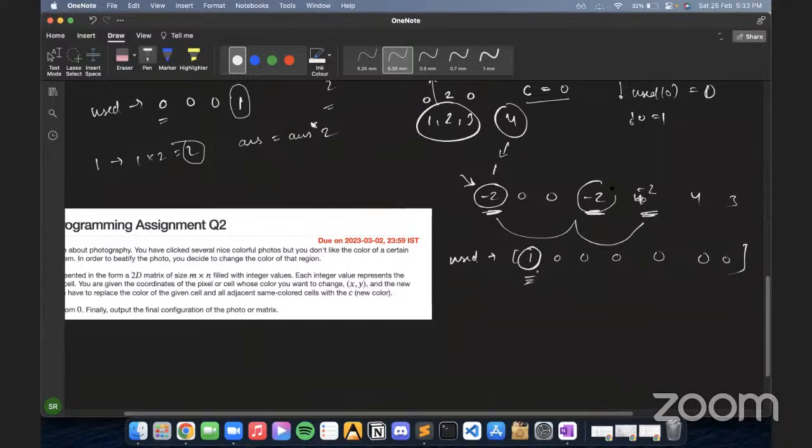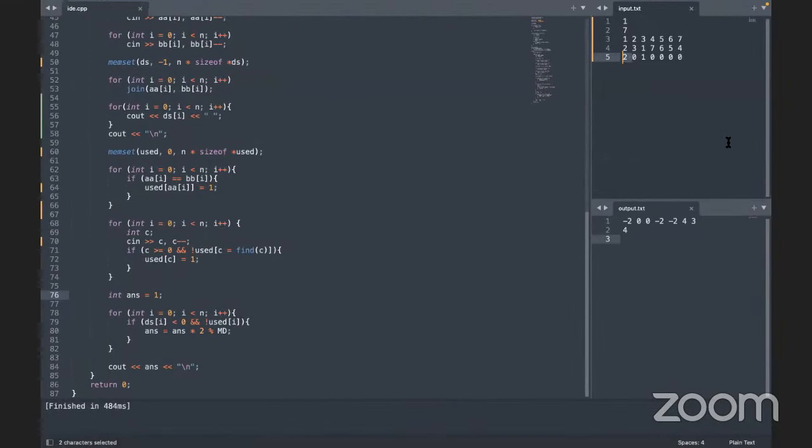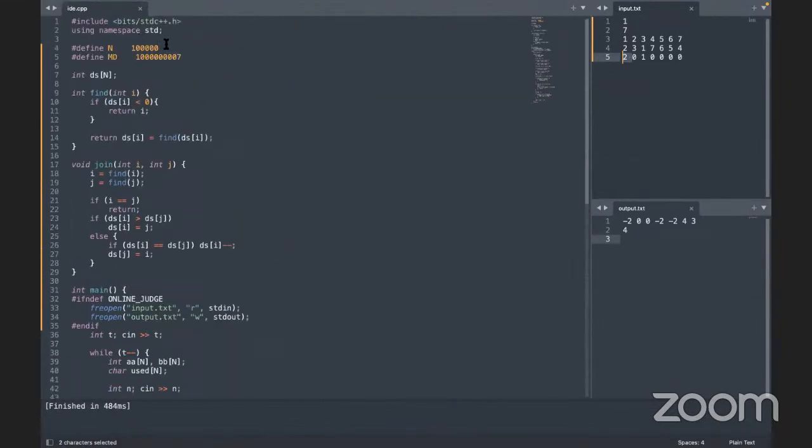Okay. And then we come to this. Here we'll look, used is not equal to 1 at this position, so we'll consider it. We'll take 2 from here. Then we come here. We'll take 2 from here. Final would be 4. Yeah. This was the algorithm for the DSU implementation.